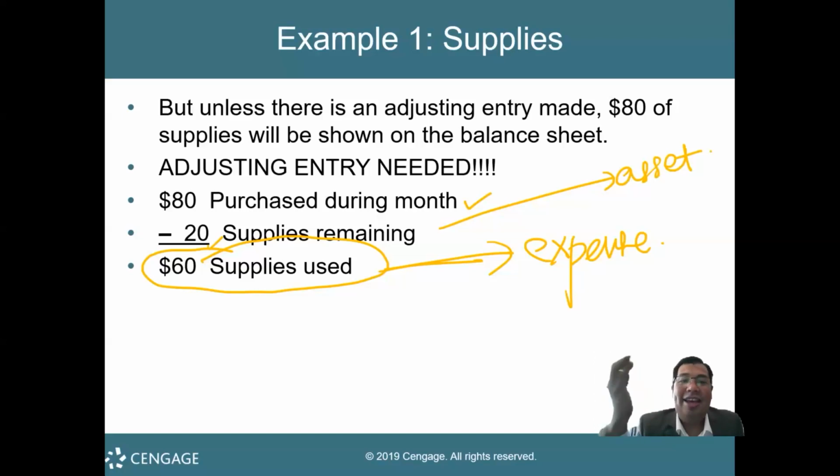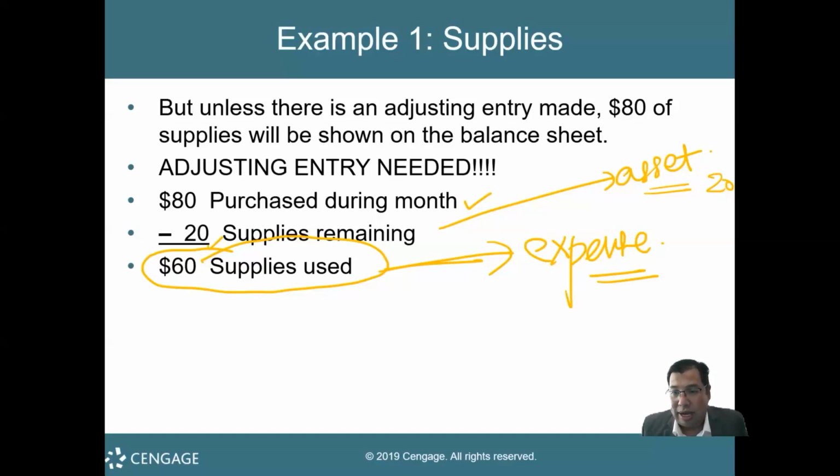Let me repeat again. You purchase $80. At the end of the month, your supplies are only $20. In other words, you already used $60 of supplies, so this $60 is your expense. Your assets now are not 80, they should be 20. That is an example of why you need to do adjustment.